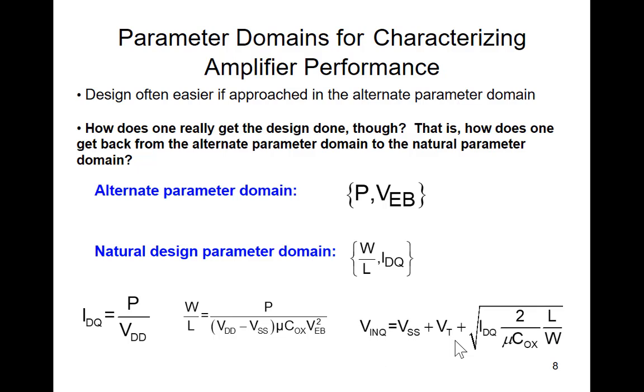And I know the relationship between the requested input current and the device dimensions. So this could be VDQ. So the bottom line is it's real easy to move back to the natural parameter domain if I do the design in the alternate parameter domain.